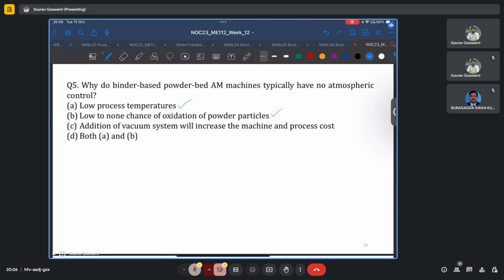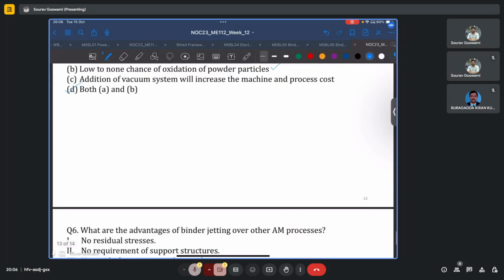Had it been essential, like in the electron beam based systems, we would have added the vacuum irrespective of the machine and process cost, but here it is just not needed. So both options A and B are correct.